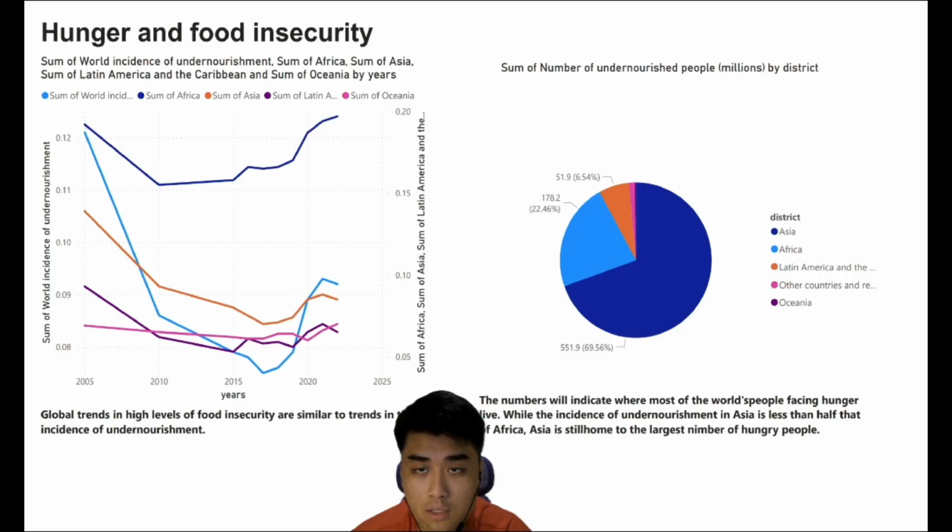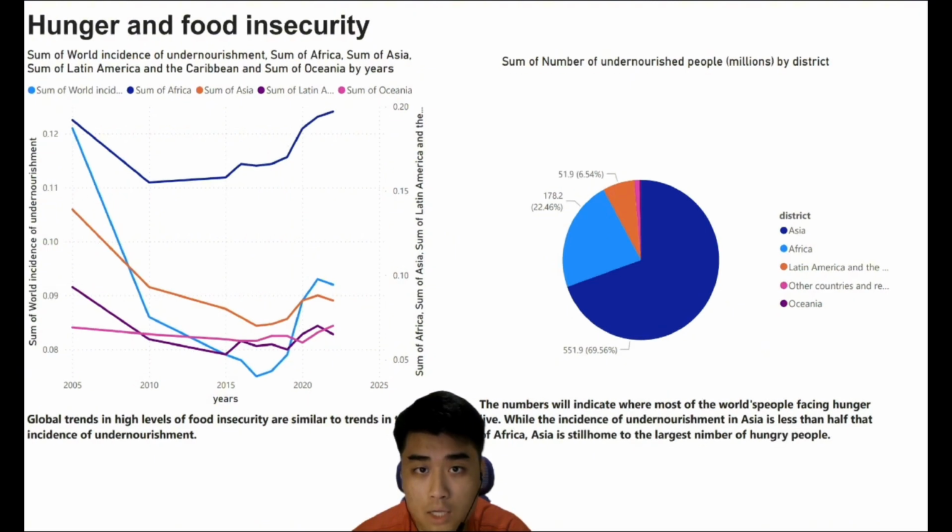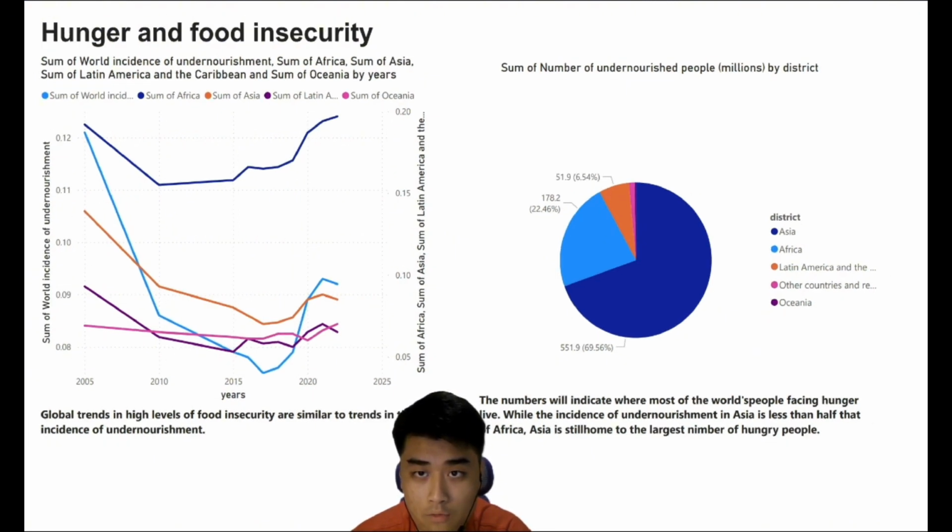The chart I made is about hunger and undernourishment. This line graph on the left shows how the undernourishment rate changed in different parts of the world between 2005 and 2023. Then there's a bar chart on the right, breaking down the number of hungry people in each region last year and their percentage worldwide.